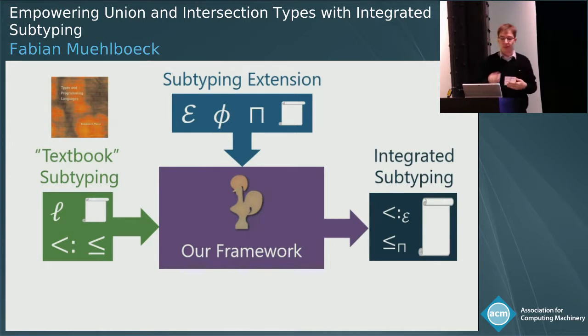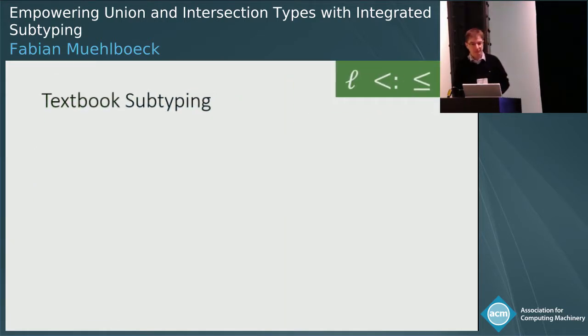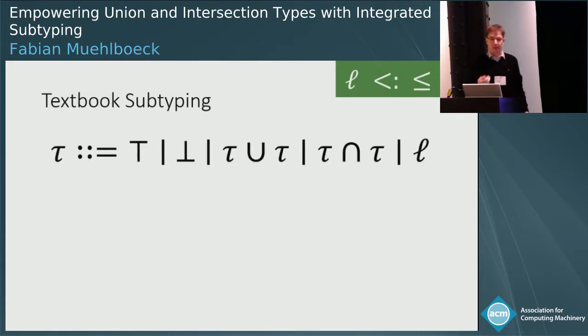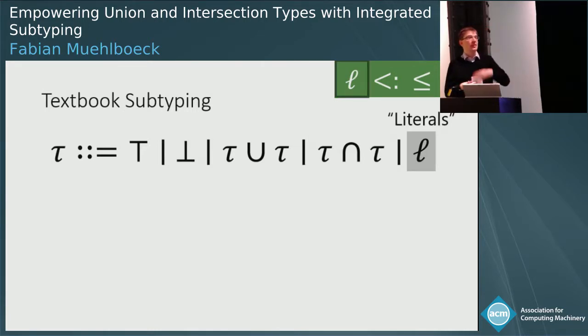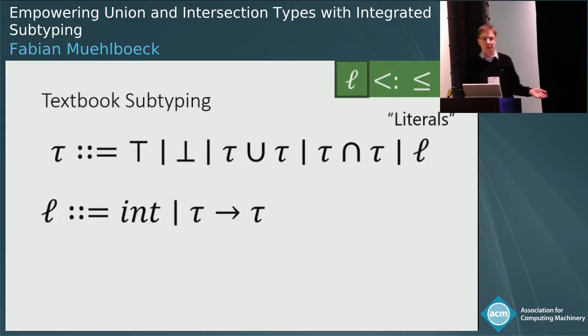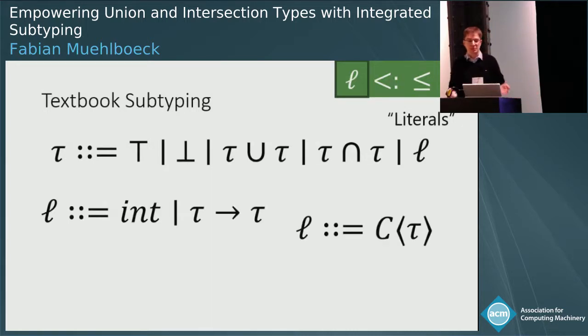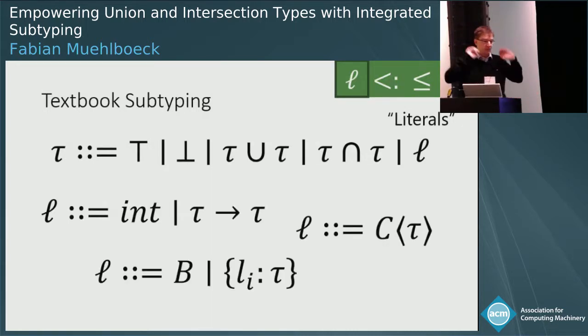So now I'll explain what each of these components are and how they work, starting with textbook subtyping. First, in any language, you need a bunch of types. And in our framework, you will always have top and bottom, union types, and intersection types. And then there's a set of what we call literals, which are the types that you fill in for your particular system. So if you have a functional programming language, this might be integers and function types. If you have an object-oriented language, this might be generic class types. If you have a structural language, this might be records and some base types.